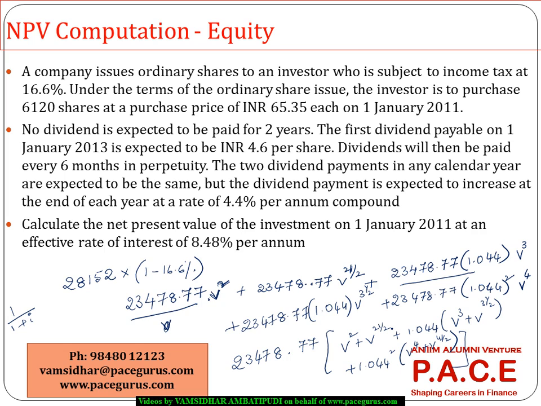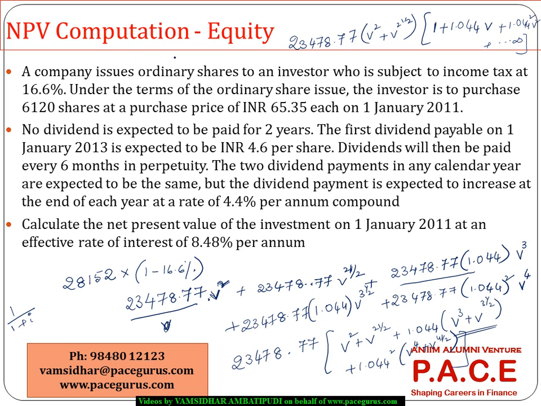So probably the simplification again, if I take out 23,478.77 and let me also take out v squared plus v power 2.5 outside. So the first point is becoming 1. The second is becoming 1.044 into v, because v multiplied by v squared plus v power 2.5 is nothing but v cube plus v power 3.5. So it is coming out like 1.044 squared v squared plus so on up to infinite.